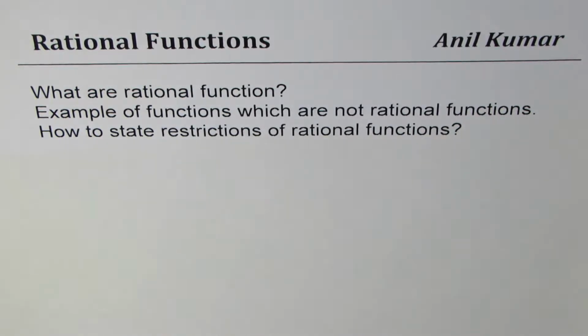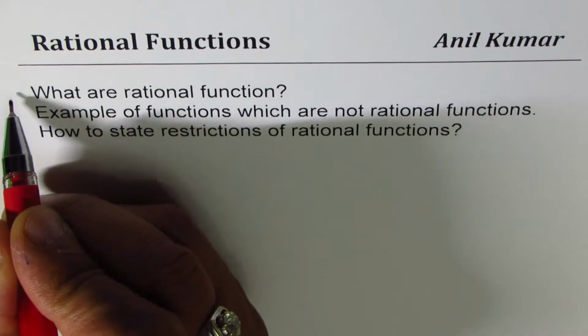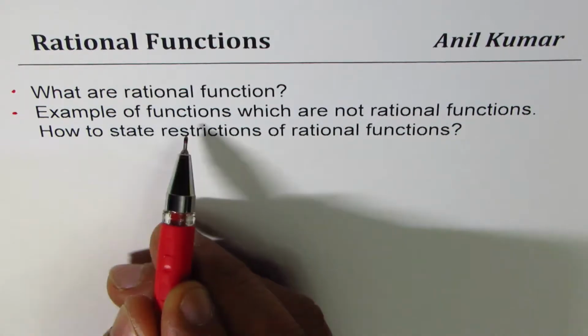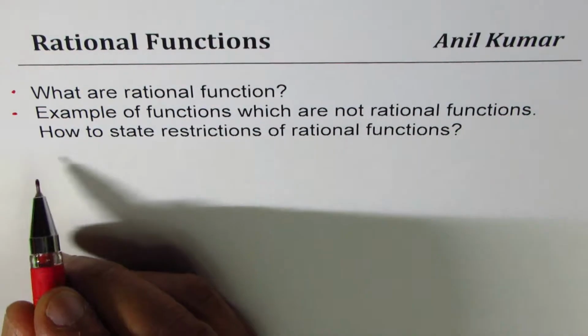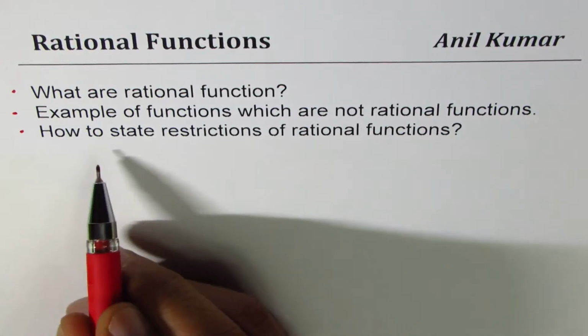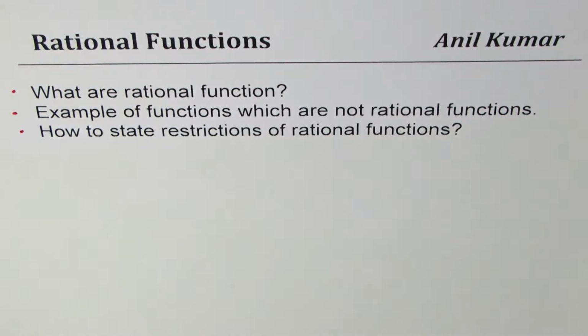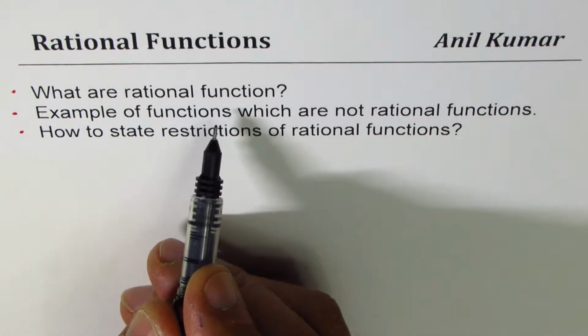So let's begin by understanding what rational functions are. We'll answer these three questions in this particular video. What are rational functions? Then we'll provide some examples of functions which are not rational functions. And we'll also understand how to state restrictions of rational functions. In the following videos, we'll work on holes, horizontal asymptotes and vertical asymptotes, and then we'll try to figure out how to find the equation of a rational function from given conditions. So let's begin with what are rational functions.